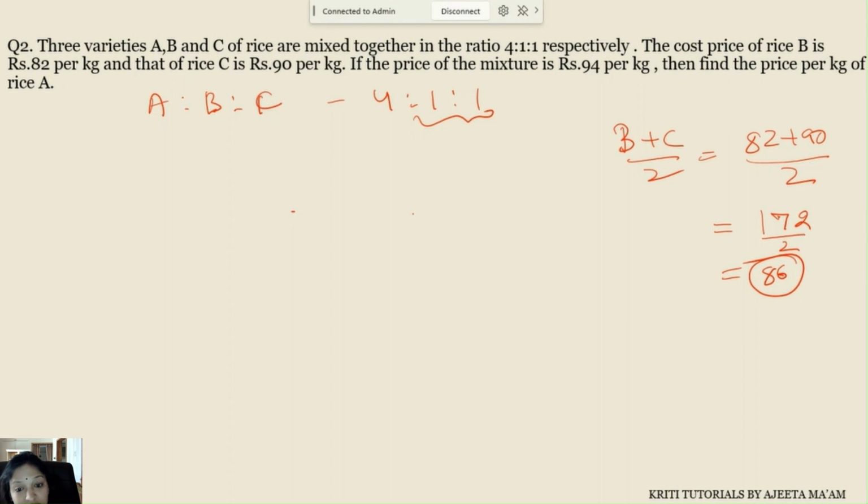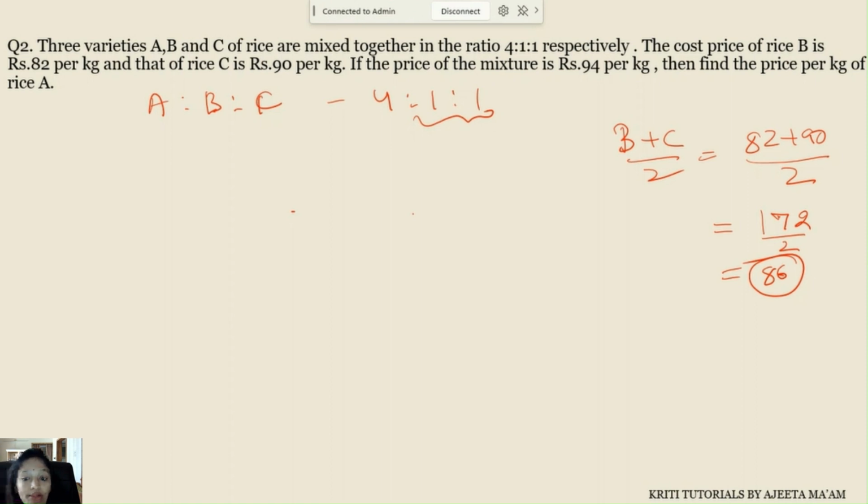Simply 86. So when we are mixing B and C together, the mean price is coming out to be 86 rupees per kg. Now this mixture, just assume it as mixture D. Now this is being mixed with A, and now the mean price is given as 94. Now the point here is, what should we consider A, as the costlier or the dearer? Now just check, what did I tell you in the starting? That mean price is between costlier and dearer.